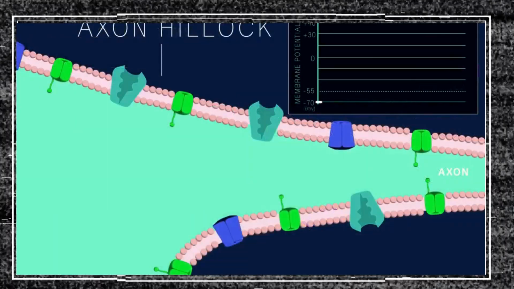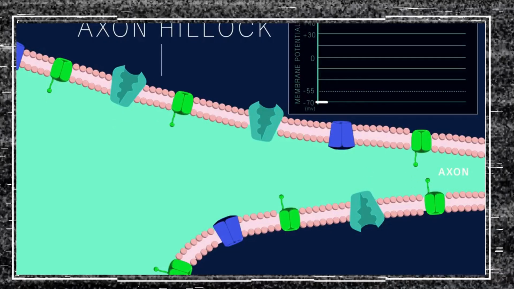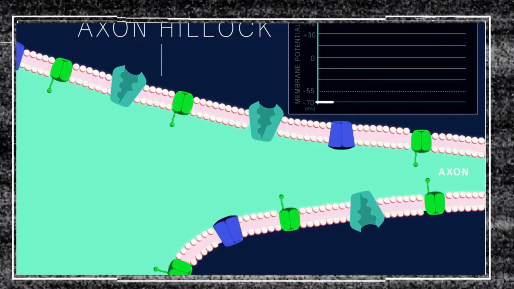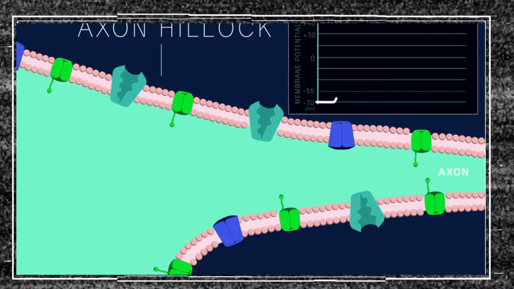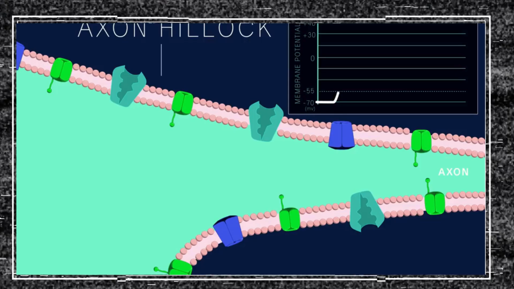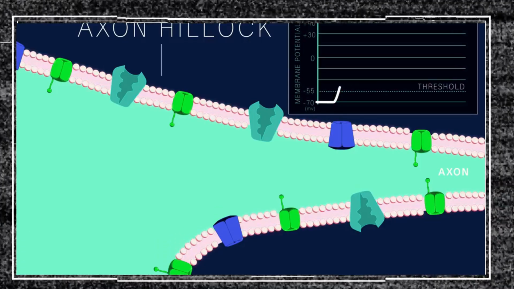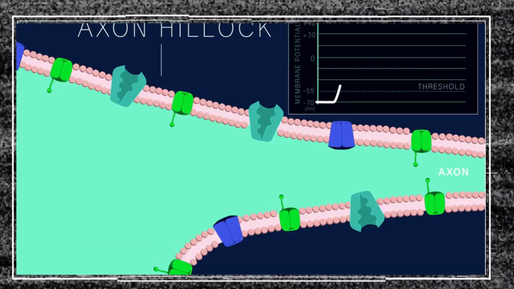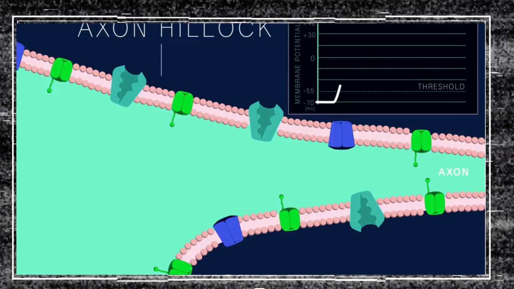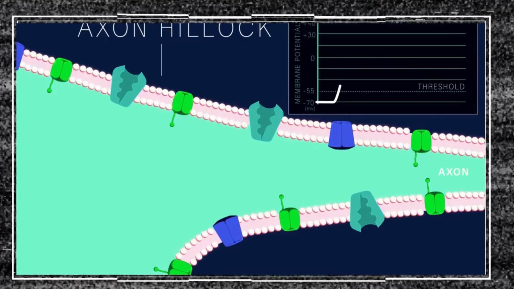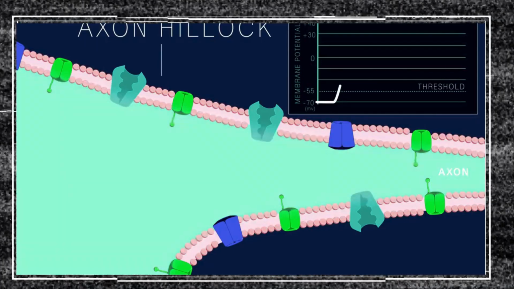When the outside stimulation is large enough to bring the membrane potential in the neuron body up from -70 millivolts to the threshold voltage of -55 millivolts or higher, this triggers an action potential at the axon hillock, which then travels down the axon.